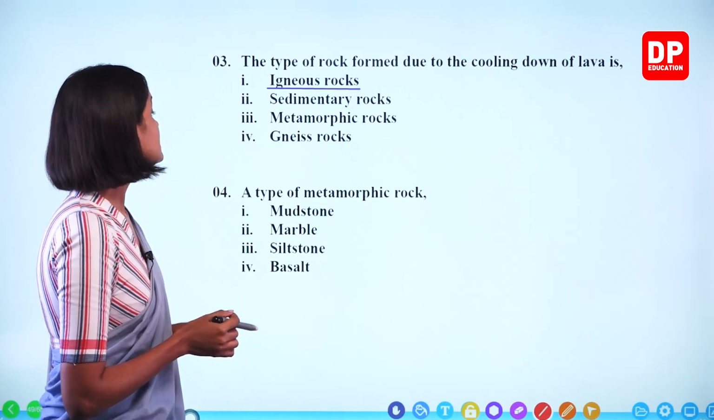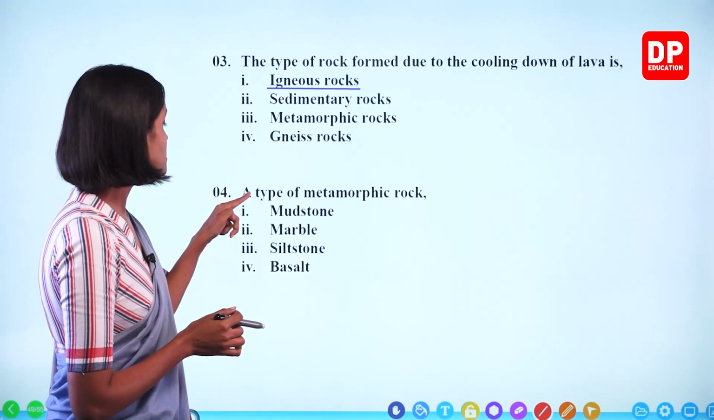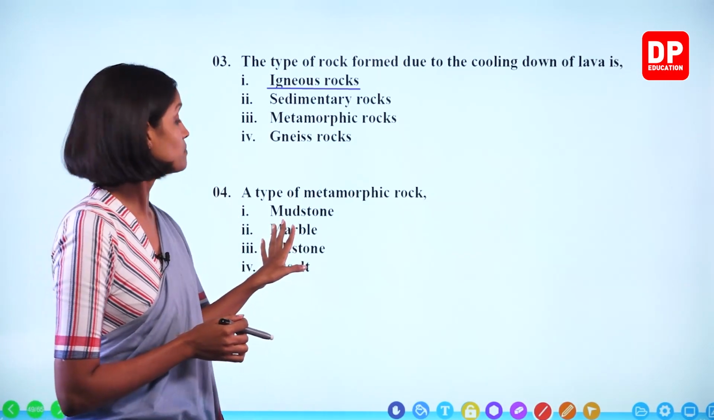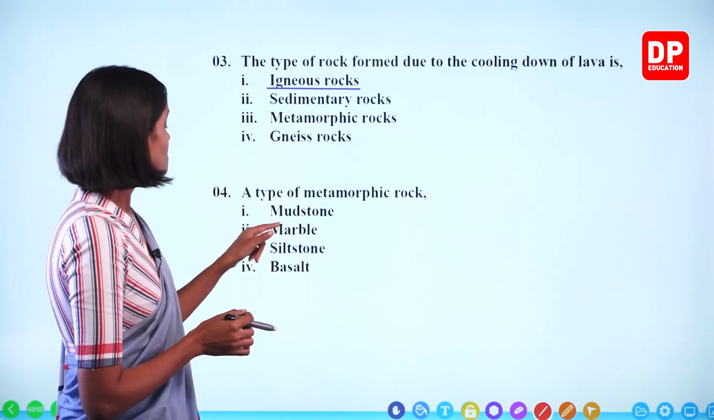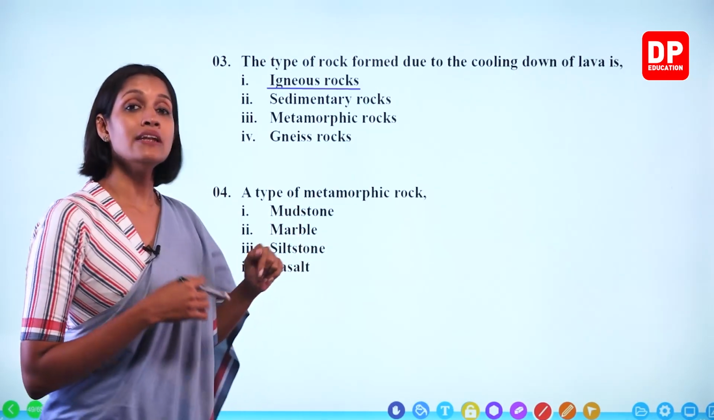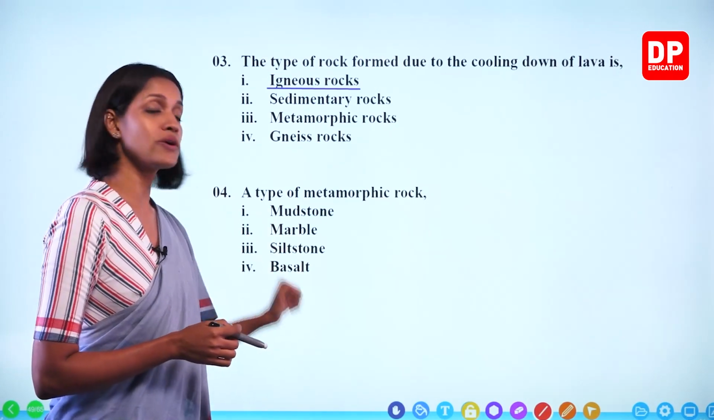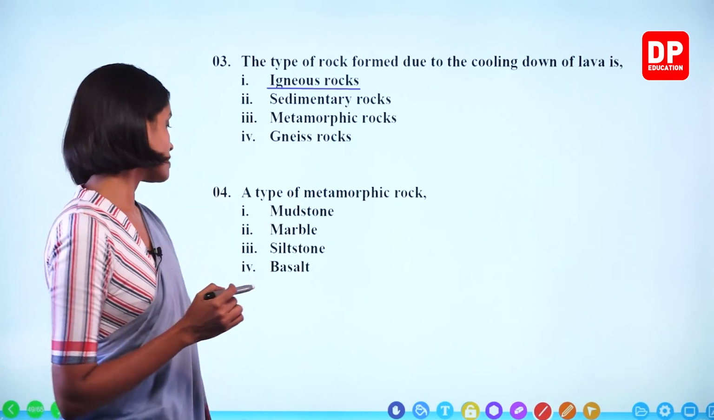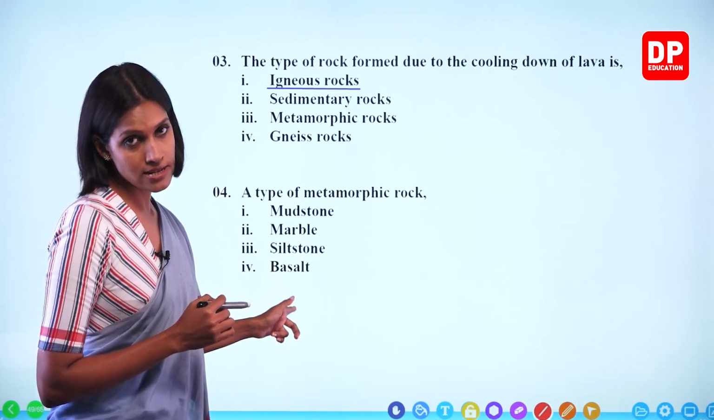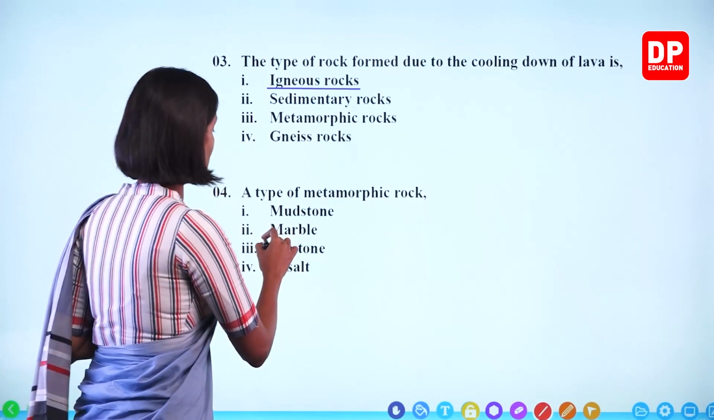Number 4. A type of metamorphic rock. Mudstone. Mudstone is a type of sedimentary rock. Marble. Marble is a type of metamorphic rock. When limestones undergo changes, marbles are formed, right? Siltstone is a type of sedimentary rock. Basalt. Basalt is a type of igneous rock. So the metamorphic rock here is marble.